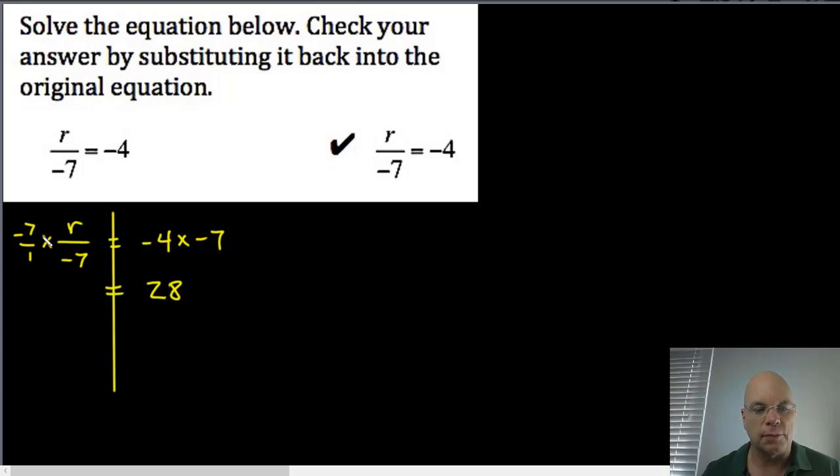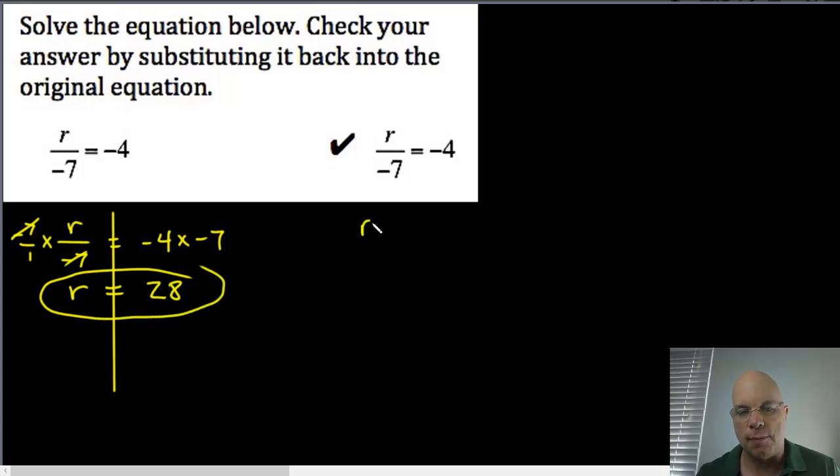And over here we're multiplying reciprocals when we multiply negative 7 by 1 over negative 7, and that's the multiplicative inverse. I've used the inverse to get a product of 1 because these negative 7's cancel and I just get 1r, which is r. So r equals positive 28 if we did it right. We'll know when we use the substitution property by substituting 28 for r in the original equation.